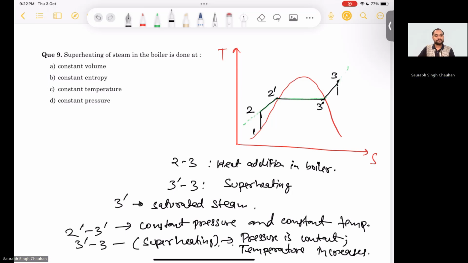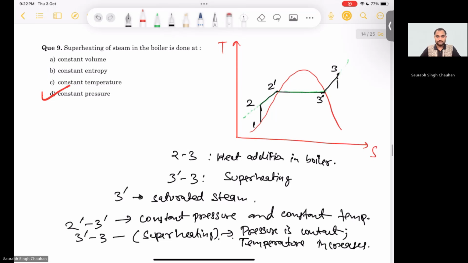Okay. So the last option should be the correct option. Constant pressure. Okay. I hope this is clear. We will move forward.